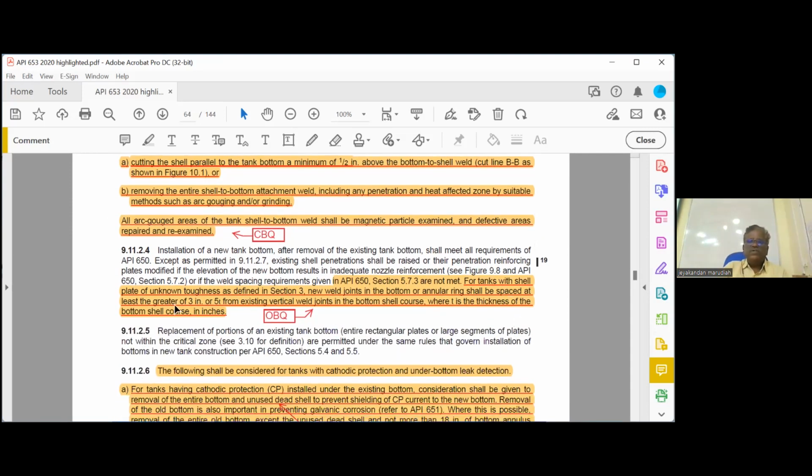Then this is a repeat actually. For tanks with the shell plate of unknown toughness, new weld joints in the bottom or on the ring shall be placed at a greater of 3-inch existing vertical joint. That is open to question.